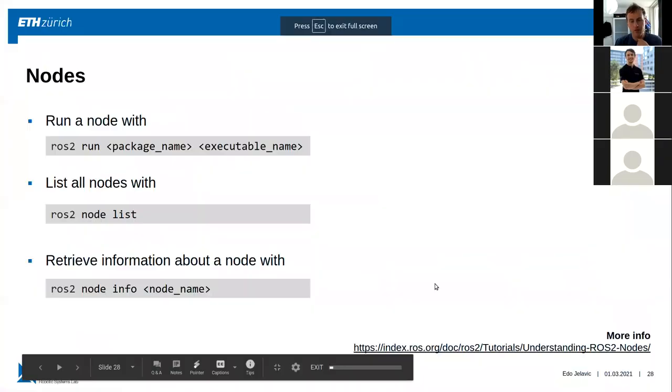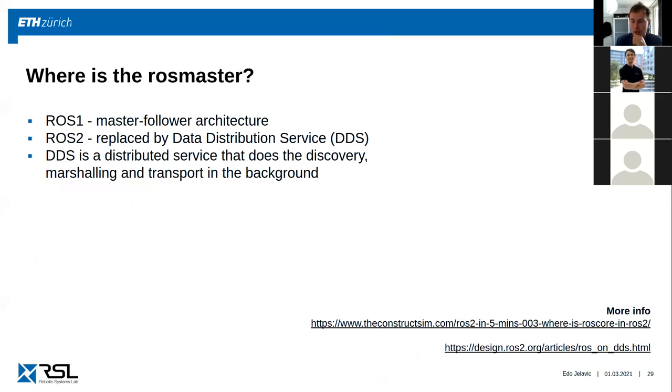And so now maybe if you looked at this small demo carefully, you might ask yourself, where is now the ROS master? Because if you remember in ROS1, we would first run this roscore, which would start the ROS master, and then you could do anything that you wanted with your nodes. And the answer is that there is no ROS master in ROS2. In ROS2, this has been replaced by this data distribution service, DDS, which is just like a distributed service that in the background does all of that plumbing that we talked about in the first lecture of the ROS1 course. So this is this marshalling and transport in the background.